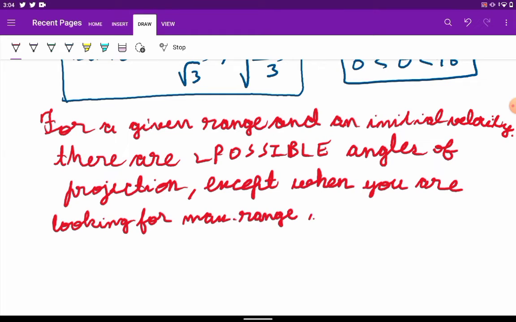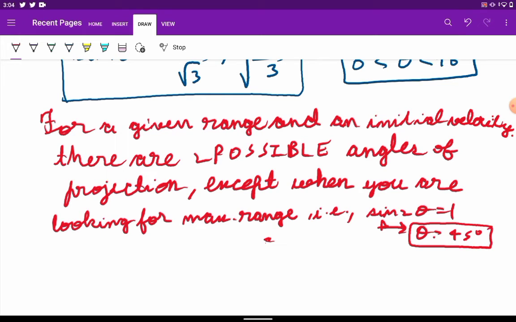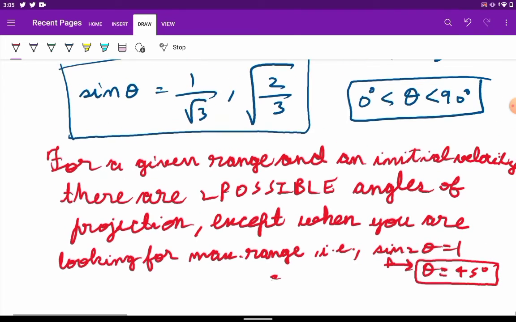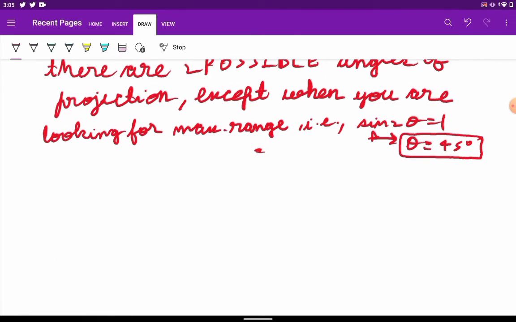When will the maximum range be? So range formula is v naught square sine 2 theta by g. So when sine 2 theta equal to 1, there is only one theta that satisfies this, that is theta equal to 45 degrees. So for theta equal to 45 degrees, whatever will be the range, that will be the maximum range, and there is only one angle possible, that is 45 degrees. For any other range, there are always two angles that satisfy that range. But yeah, of course, for those two angles, the time of motion will be different.